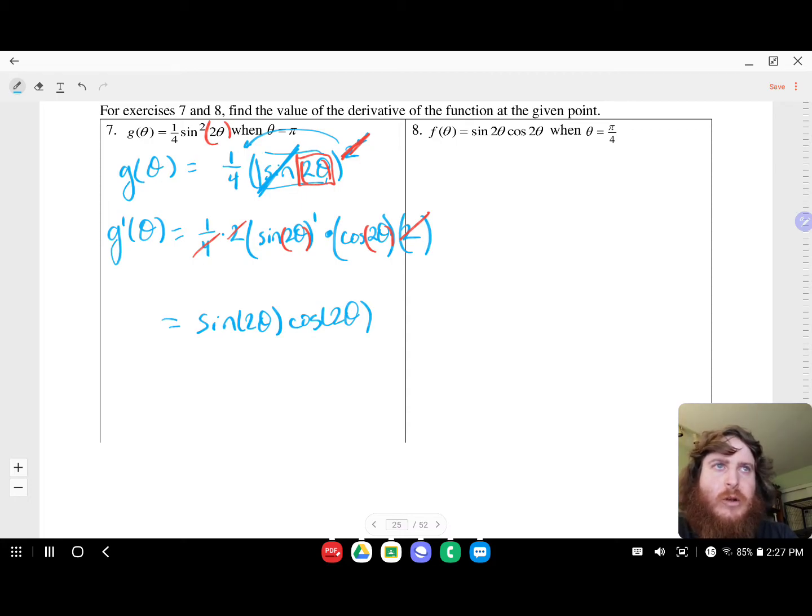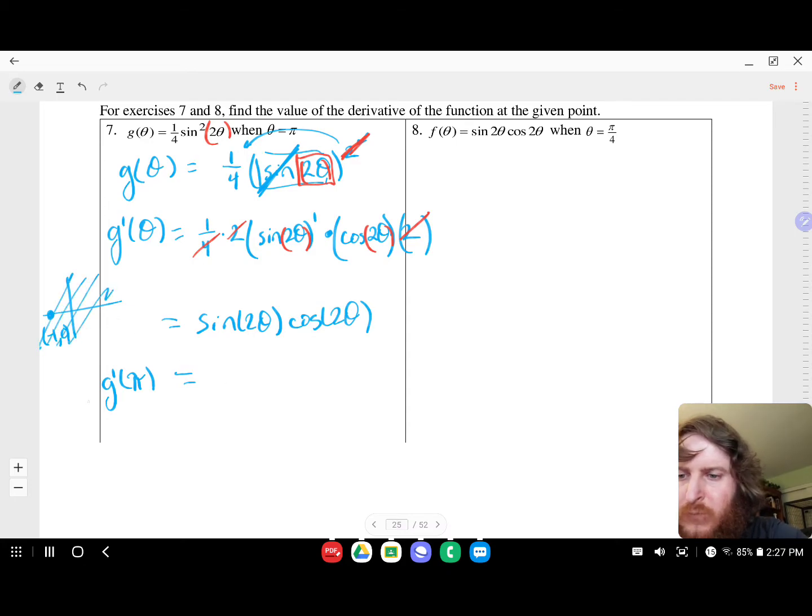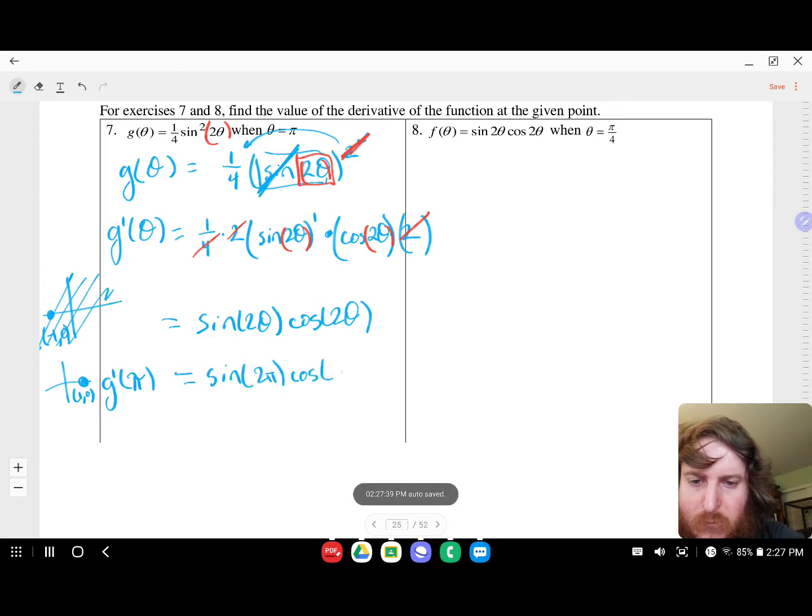And so now what we're going to do is plug in. So we're going to say, okay, what is g prime of pi? Right, and we need to know where we are on our unit circle at pi, which is -1, 0. So sine of 2 pi, actually we're at pi, but we're going to actually be at 2 pi when we plug in the 2. So at 2 pi, we're at 1, 0. Right, so it's sine of 2 pi, cosine of 2 pi. We'll end up with the same answer though, because the sine of 2 pi is 0 times 1, so we end up with 0.